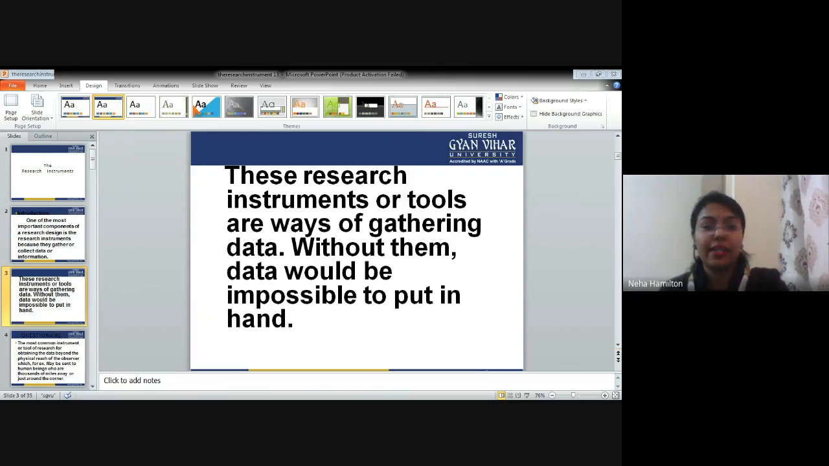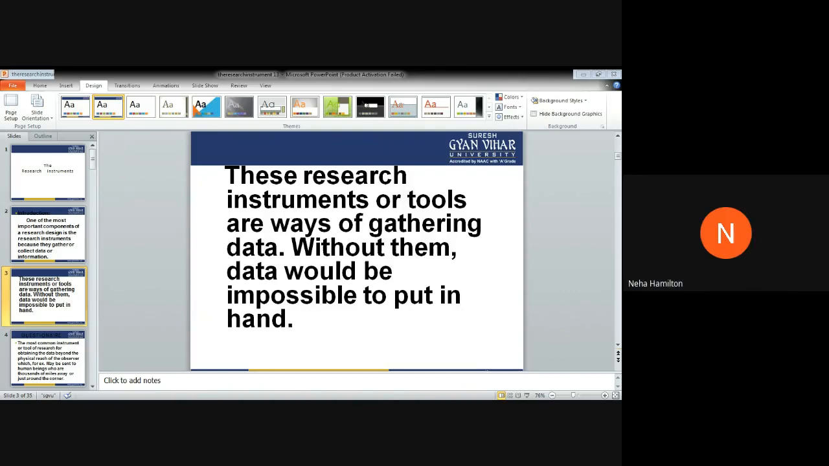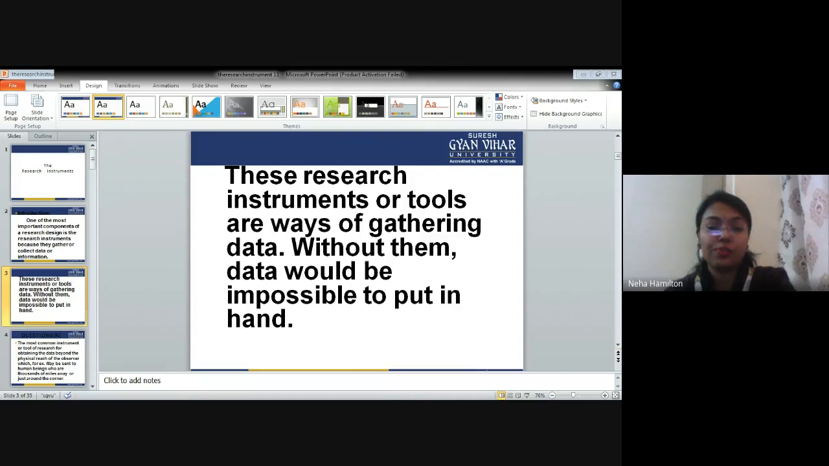What is written in the slide? Research instruments are the tools, the way of gathering data, and without them, the data would be impossible to put in hand, right? So, what is a research instrument? It is a tool of gathering information about the data. You want to collect data for particular research purposes, and if you do not have a research tool, then you will not be able to collect information on that particular research.